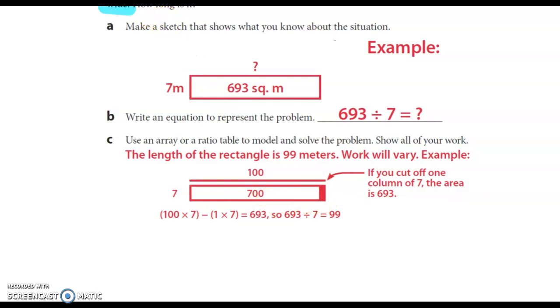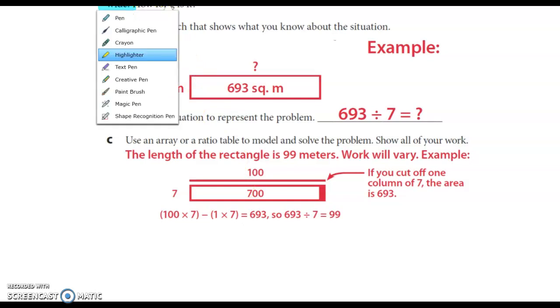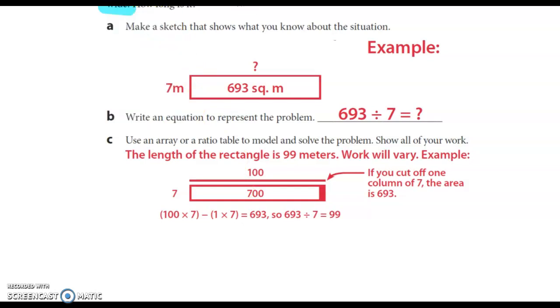So I actually take off one of those 7s from our 99 as well. Or sorry, our 100 to get 99. So 100 minus one group of 7, so take away that 7, will get us our answer of 99.